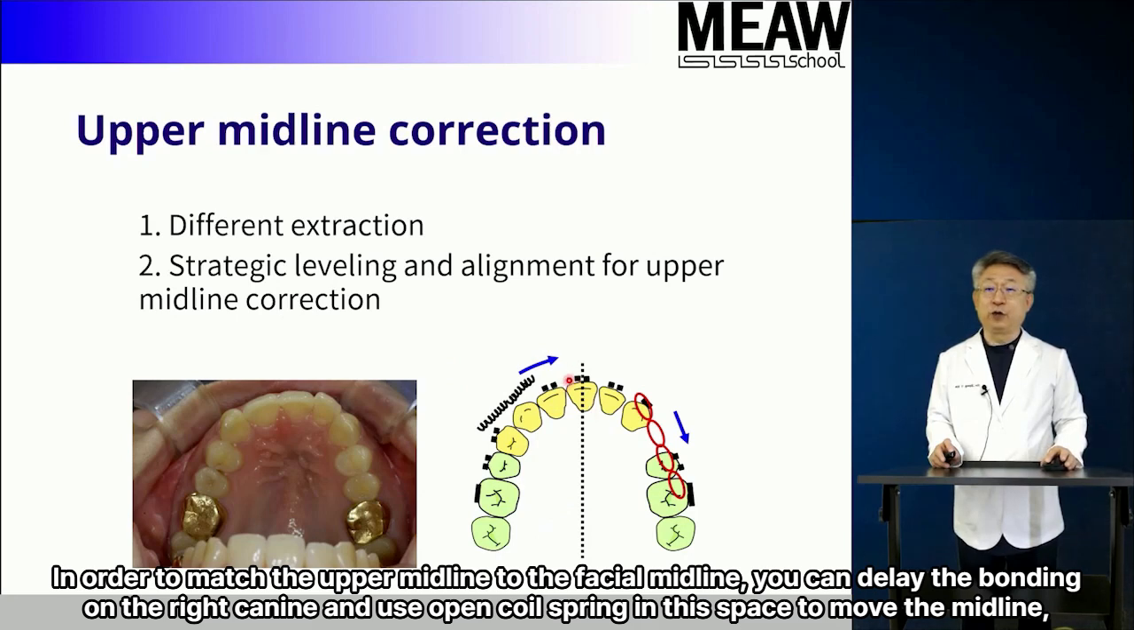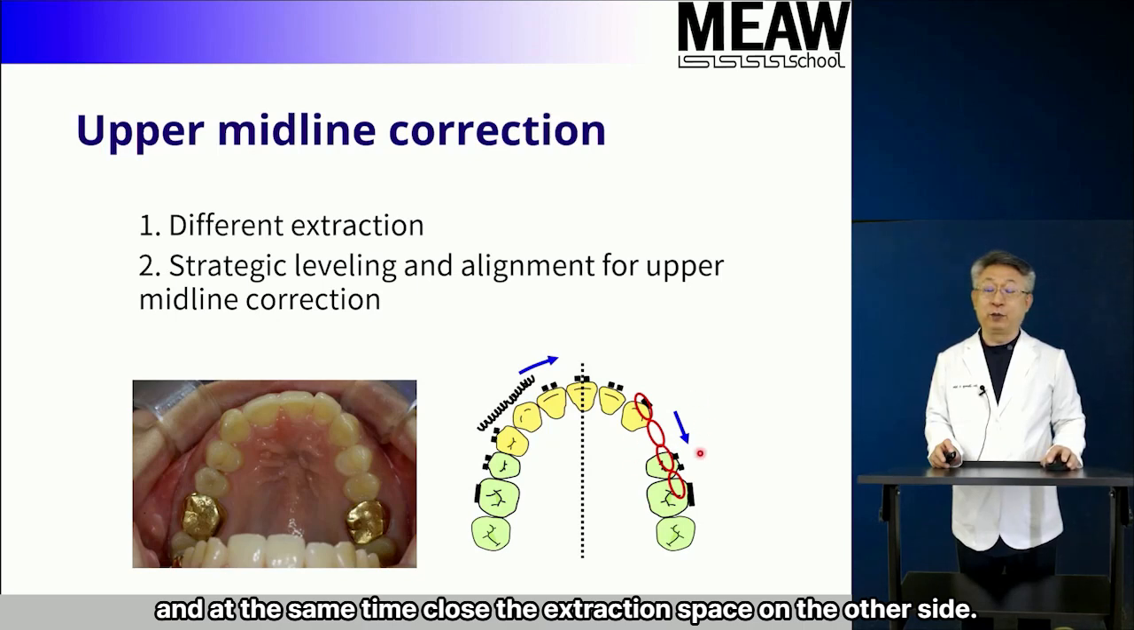In order to match the upper midline to the facial midline, you can delay the bonding on the right canine and use open coil spring in this space to move the midline, and at the same time close the extraction space on the other side.